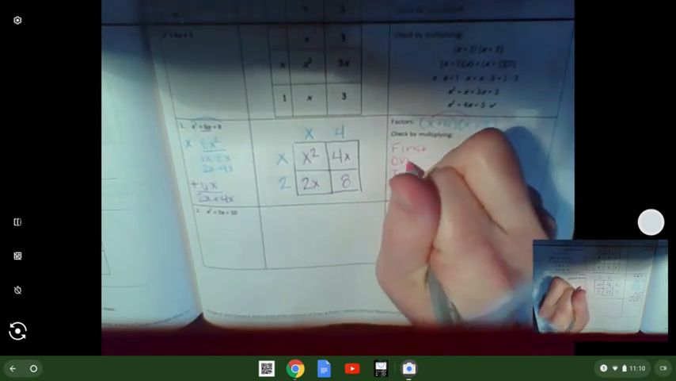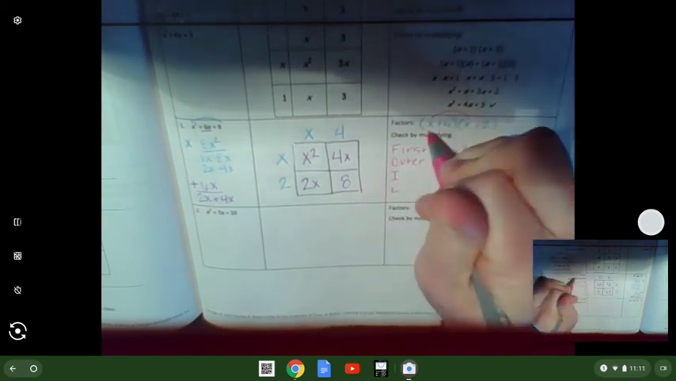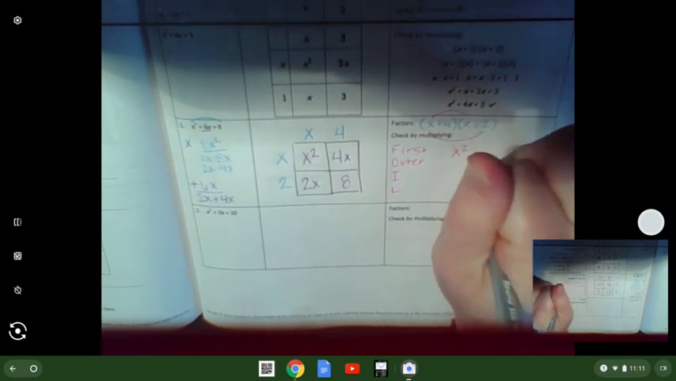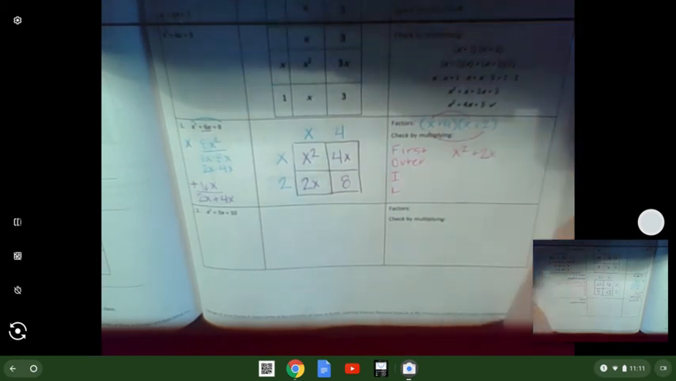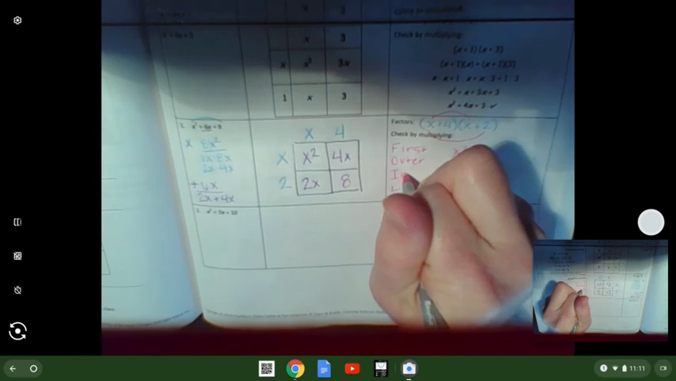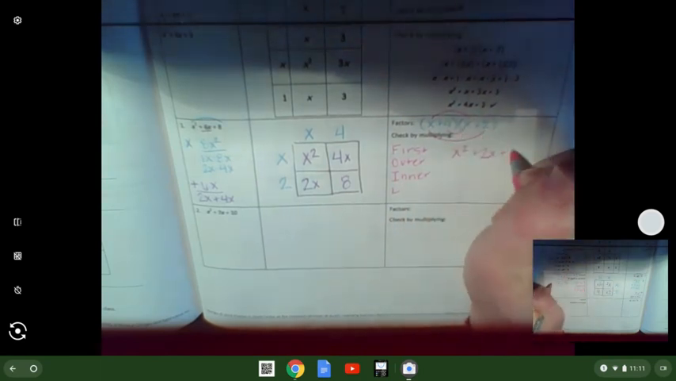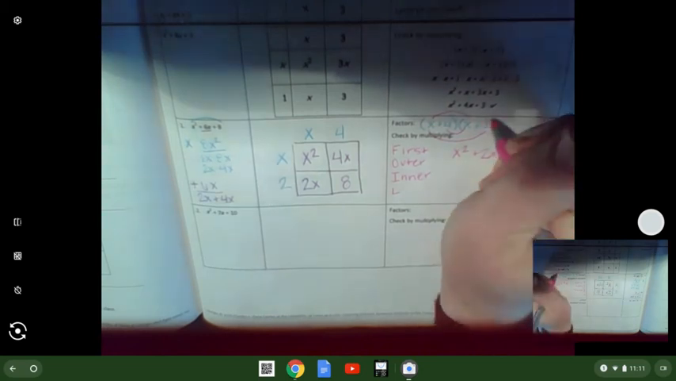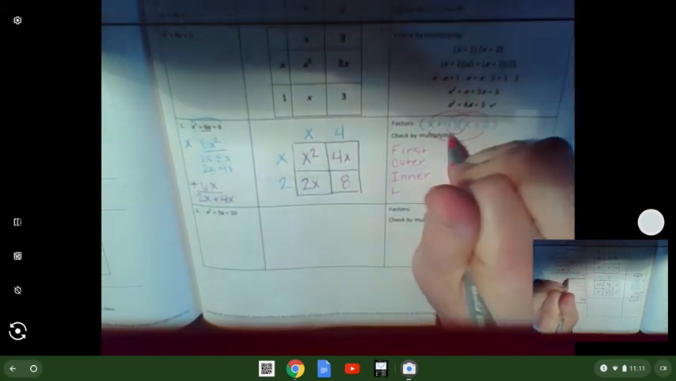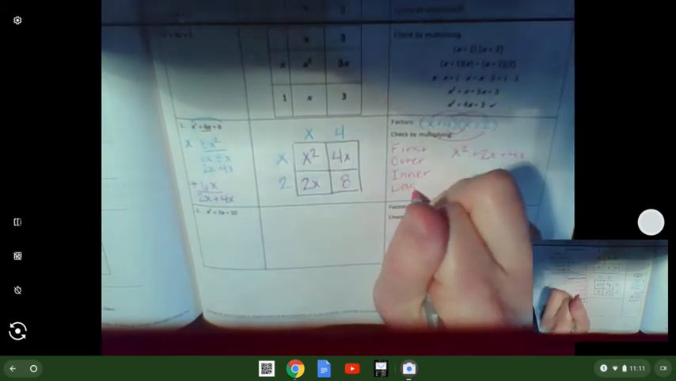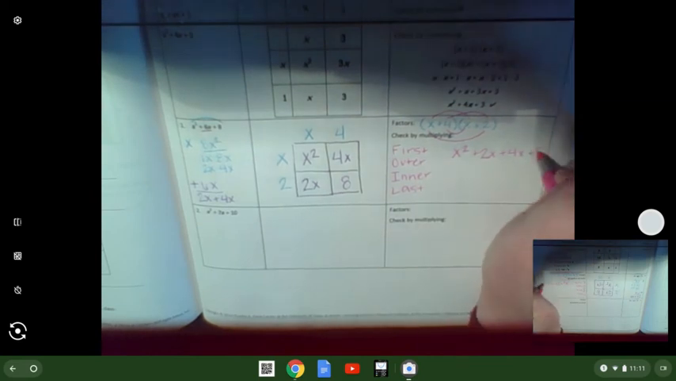O means I'm going to do the outer or outside terms. So x times 2 is a positive 2x. I means multiply the inside or the inner terms. So 4 times x is 4x. And L means multiply the last. So 4 times 2 is a positive 8.